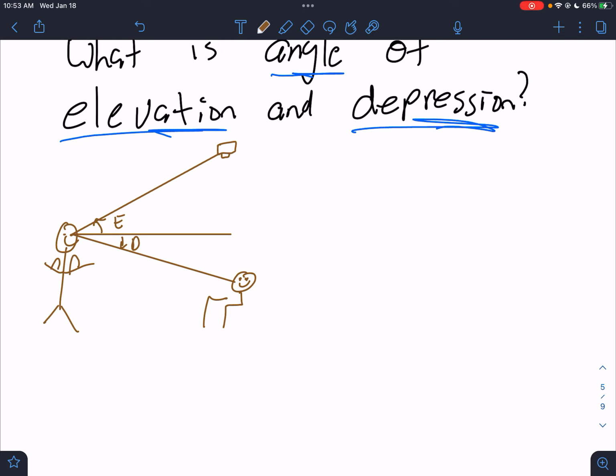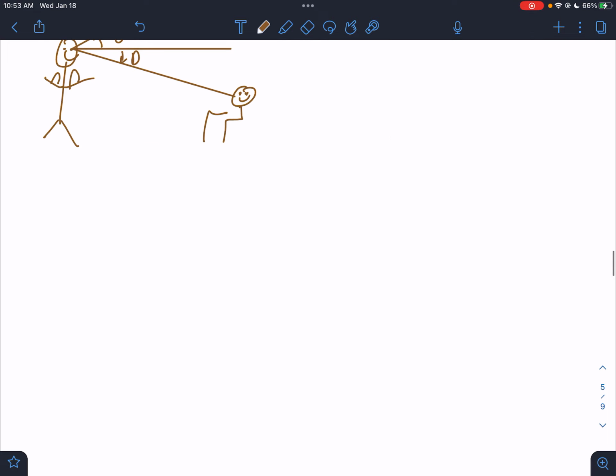But just in general, if I'm looking down at anything, there is an angle of depression involved. Depression is the angle below a horizontal line. So let me show you some examples within triangles.